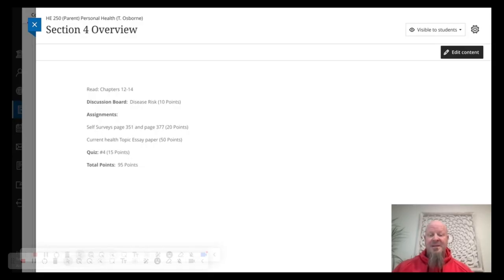I'm going to talk about disease risk mainly. This is a very important chapter because a lot of things are out of our control, like genetics. I always hear you can't choose your parents, so we need to know what we are at risk for. For example, in my family, high blood pressure runs in the family, so that's a risk that I'm at.